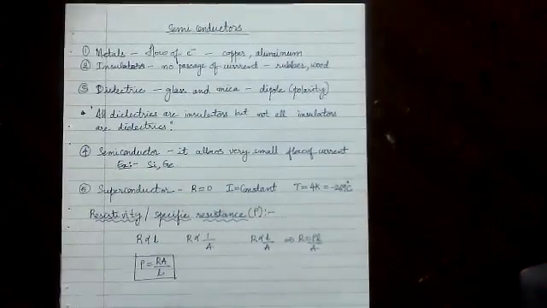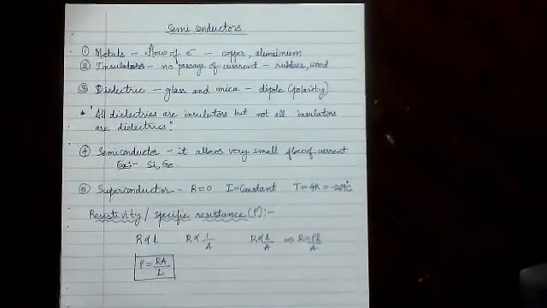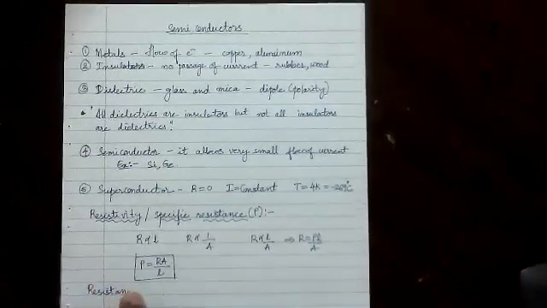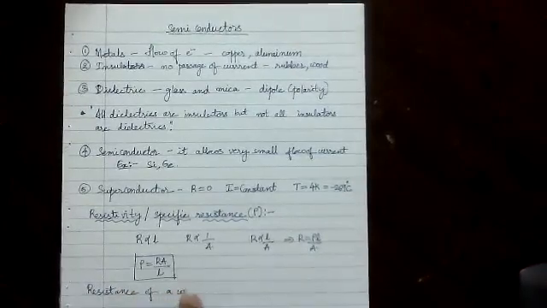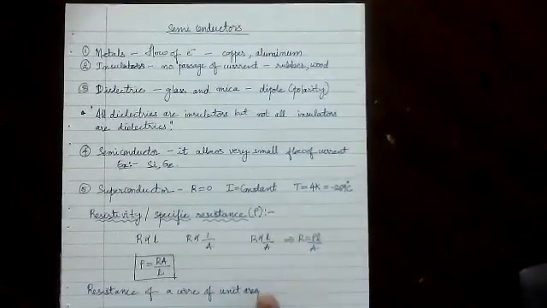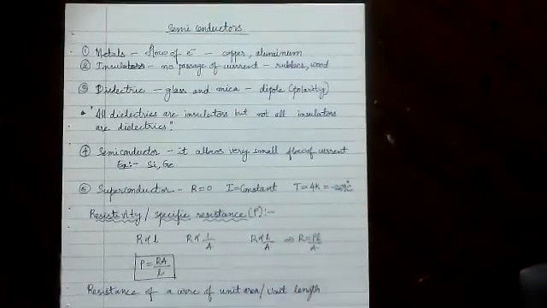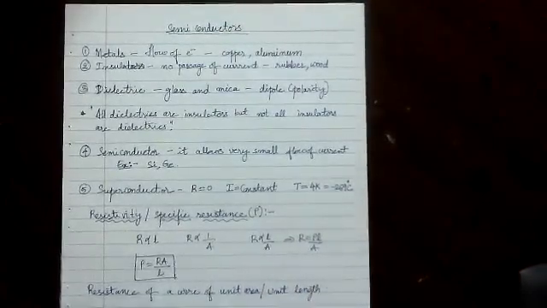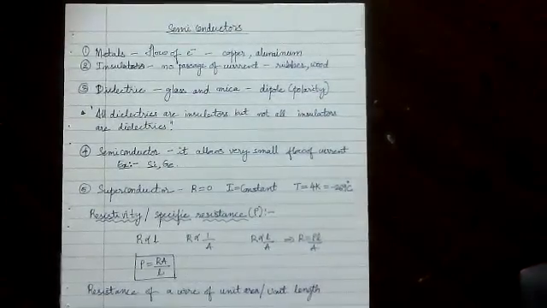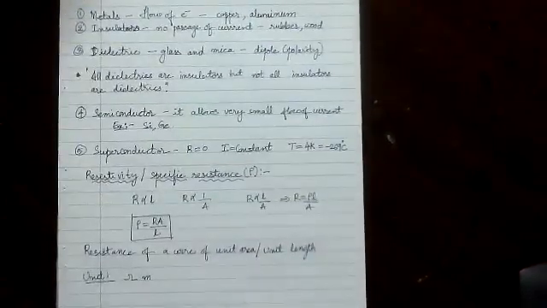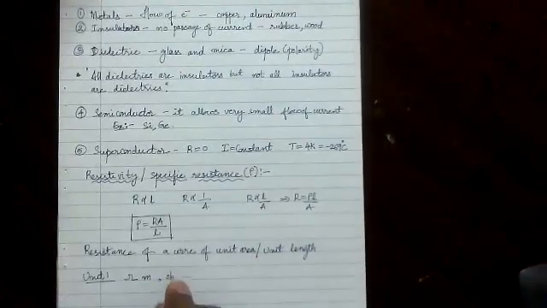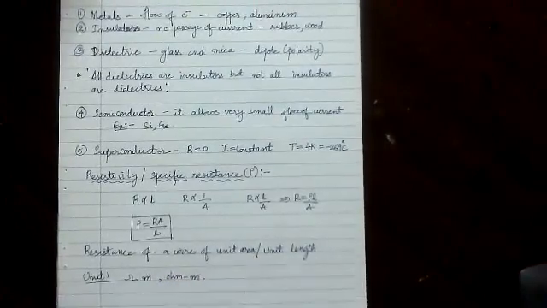Understood now? So what is the meaning of this? It is the resistance of a wire of unit area per unit length. Now what is the unit of resistivity? Ohm meter. This is the unit of resistivity.